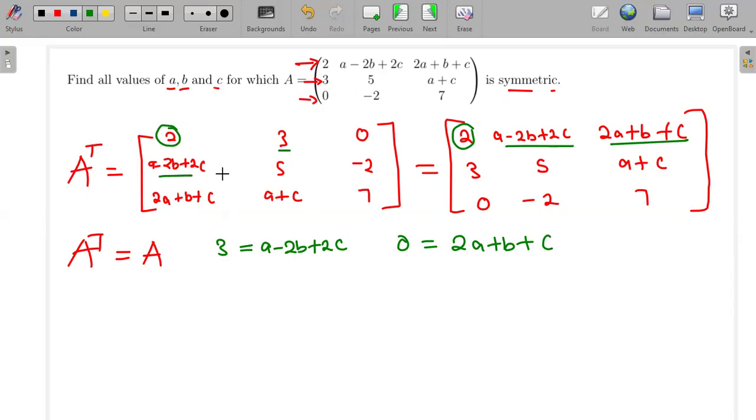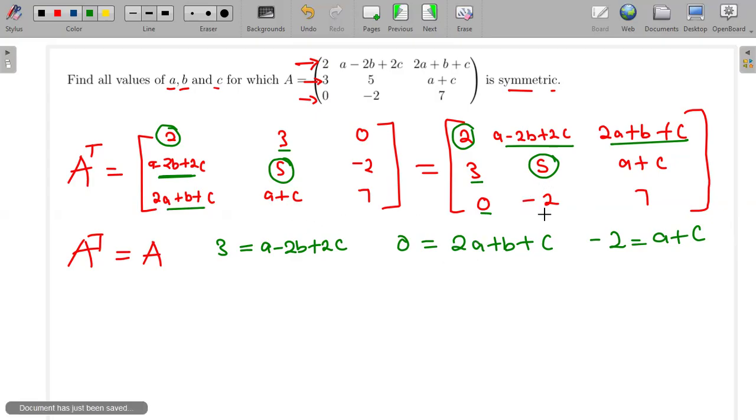And then this guy here will be equal to this 3, which is the same equation that we wrote here, so we can't write it twice, just once. The 5 will be equal to the 5. The minus 2 here will be equal to A plus C. Then this guy will be equal to the 0, which we've already written: A plus C is equal to minus 2. And then this 7 is equal to the 7. So you see that we come up with 3 equations that can help us to find the values of A, B, and C.